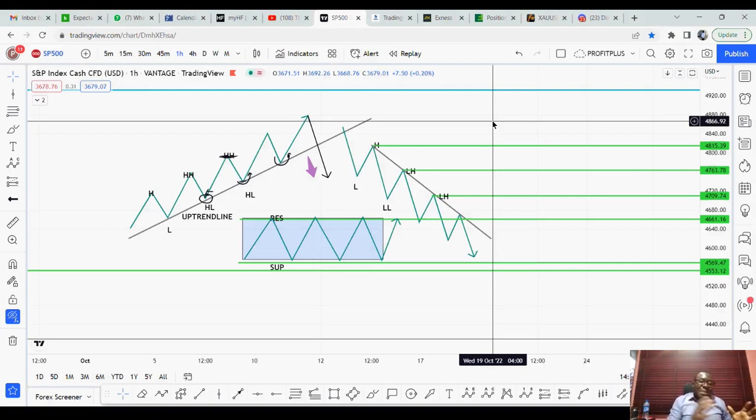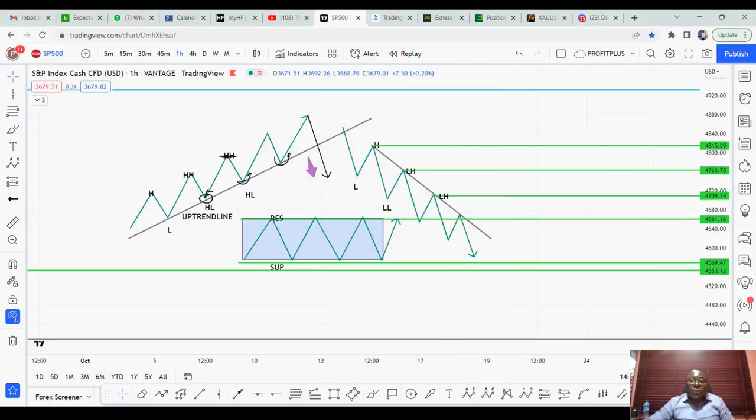Now, in chart patterns, we told you that we have two categories of chart patterns: the continuation pattern and the reversal pattern. And it's self-explanatory by reason of the word that we are calling.